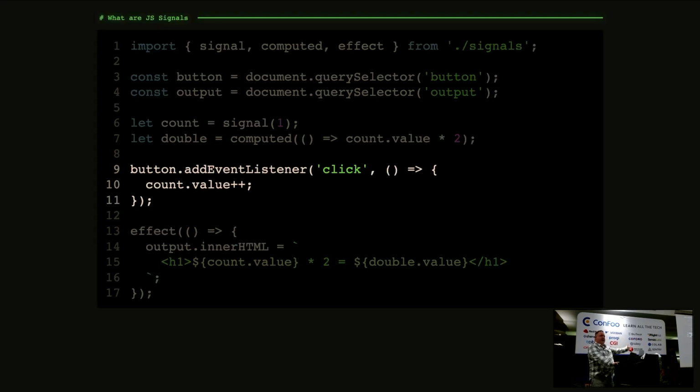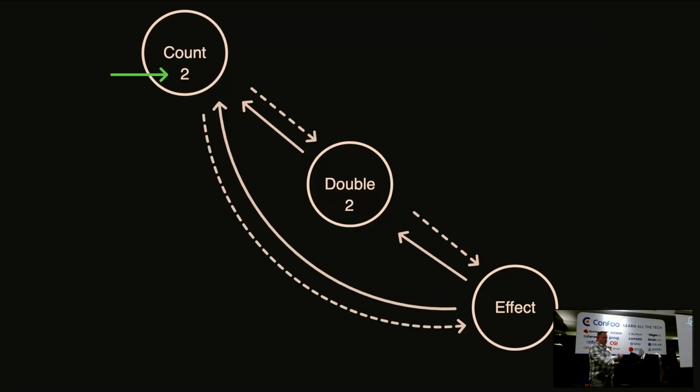So then the click handler happens, which increments count. If the new value is the same as the old value, nothing happens. Otherwise, count goes through all the sinks that it has and marks them as dirty. So in this case, it marks double as dirty because that's a sink. It also marks effect as dirty. Technically, that's it. Effect would actually get set dirty twice because double would also set its sinks to dirty, but it doesn't really matter.